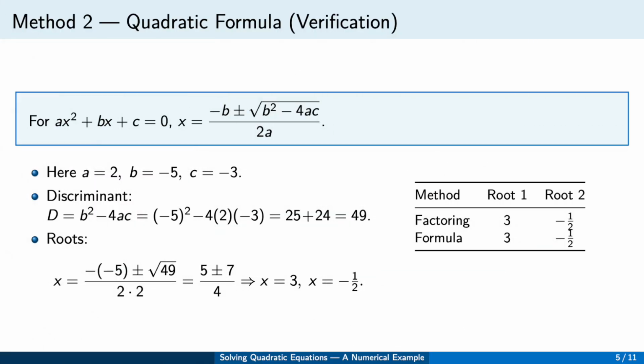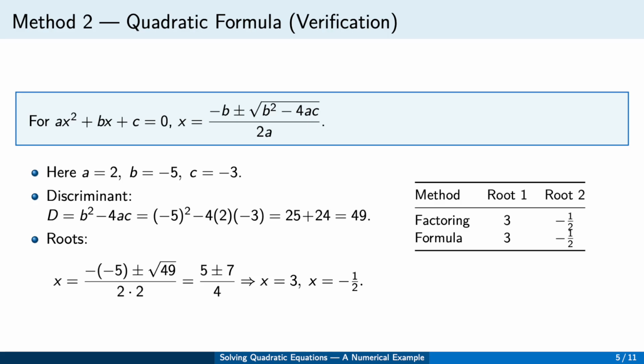In words, x equals minus b, plus or minus the square root of b squared minus 4ac, all over 2a. Substitute a equals 2, b equals -5, c equals -3. The discriminant is 25 plus 24, which is 49, whose square root is 7. So x equals 5 plus or minus 7 all over 4, giving 3 and -1/2.